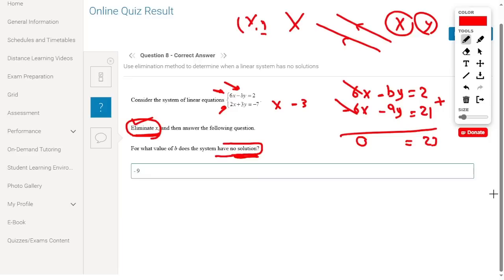So how y will be 0? Here we have minus b and minus 9. So b has to be minus 9 because minus 9 multiplied minus, it will be 9. So 9 minus 9 will be 0 also. So b here, it has to be minus 9. Okay?